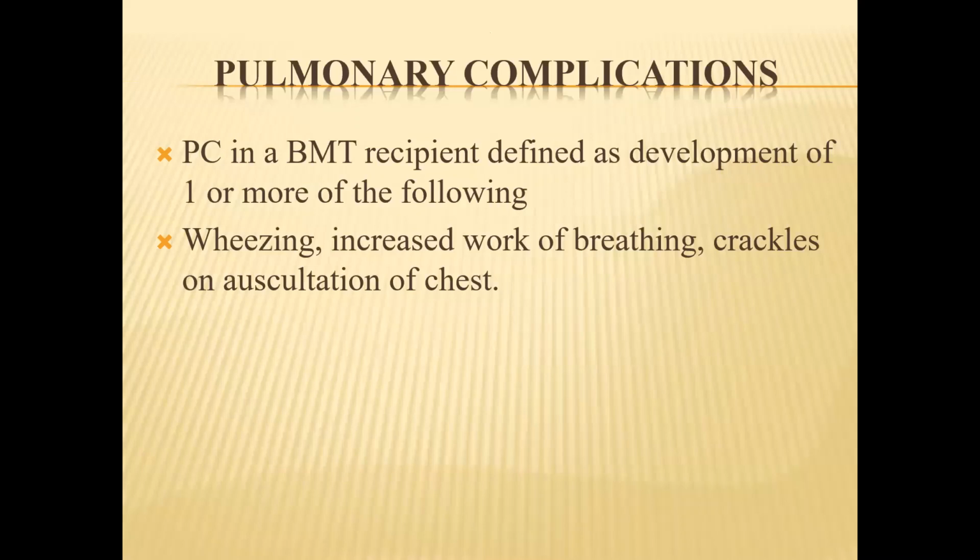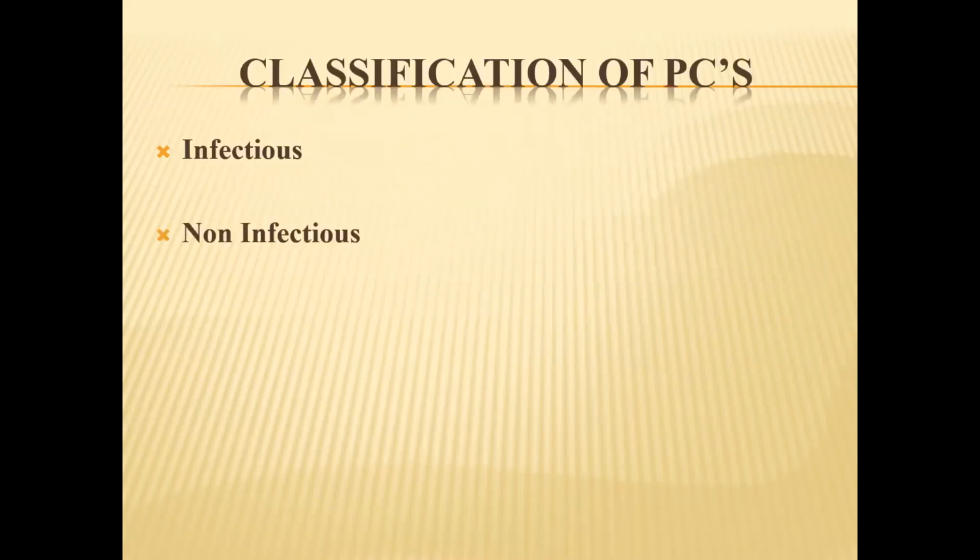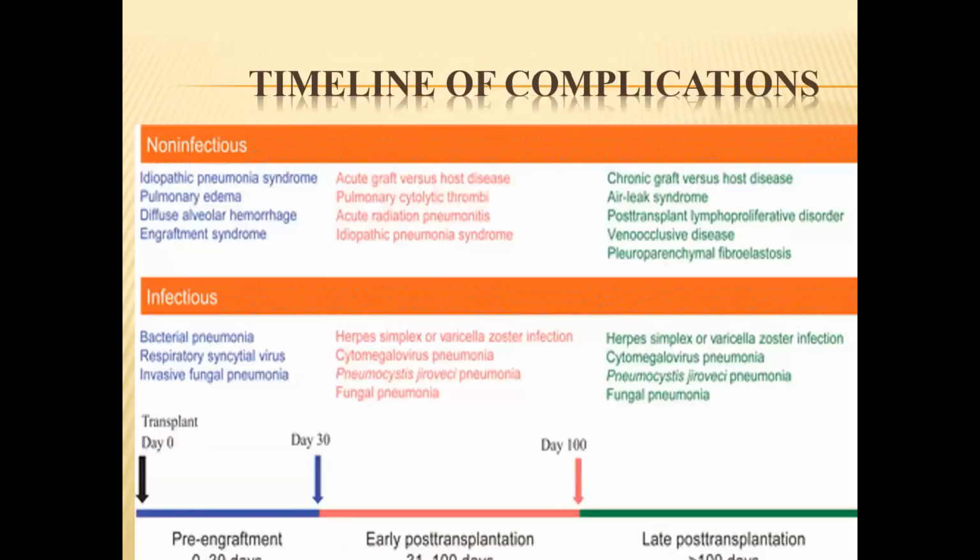Pulmonary complications in BMT recipients are defined as the development of one or more of the following: wheezing, increased work of breathing, crackles on auscultation of the chest. Next, sir. The epidemiology of pulmonary complications in bone marrow transplant recipients is around 25 to 55%, and the further classification is infectious and non-infectious.